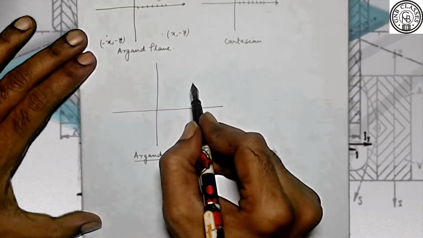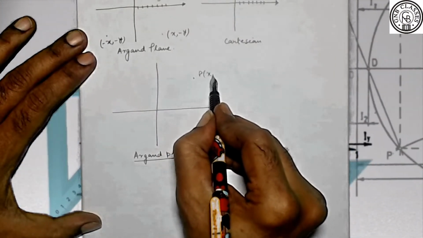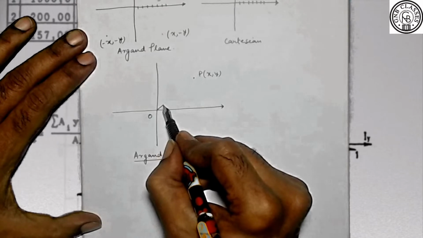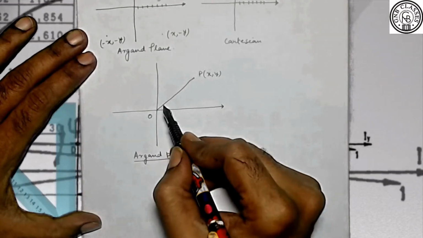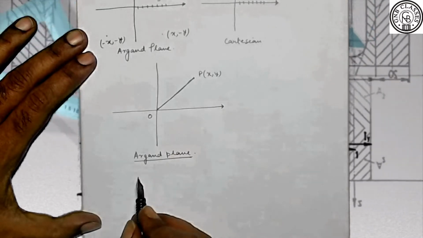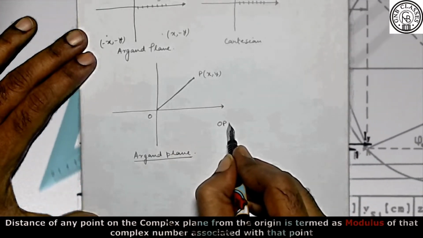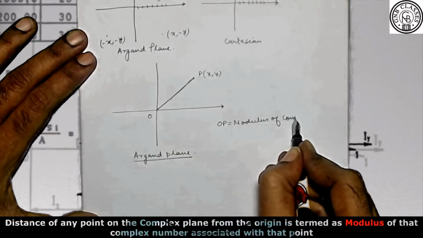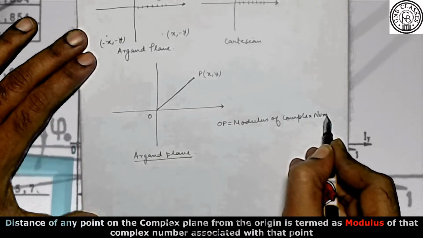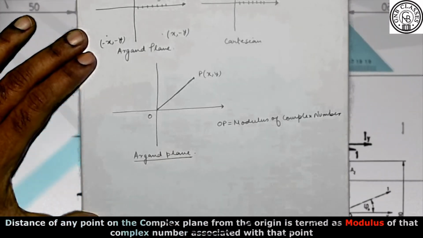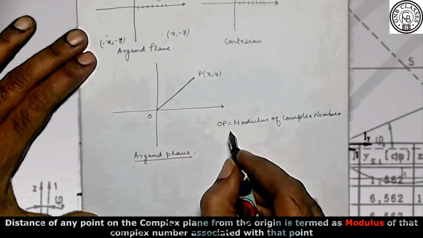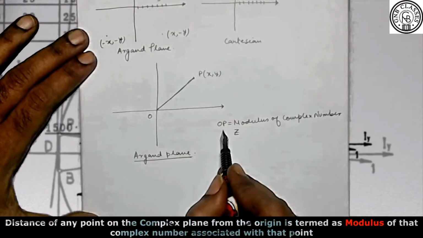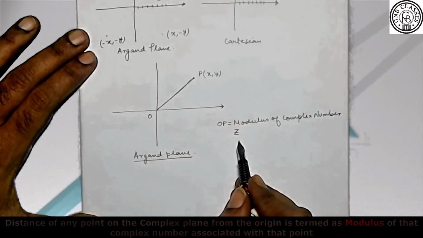Now in this Argand plane, let us plot a point x, y. Now, if I join the origin with that point, then the distance OP is what is termed as the modulus of the complex number associated with point P. Let us say the complex number Z is associated with the point P. Therefore, OP is nothing but the modulus of complex number Z.